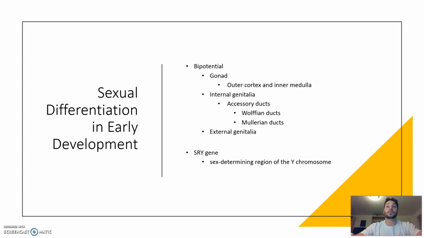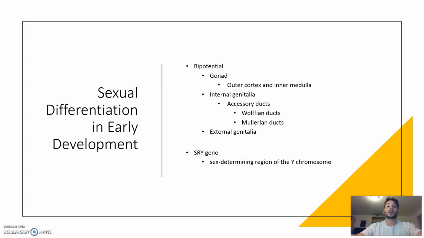The bipotential internal genitalia has two accessory ducts, the Wolffian ducts and the Müllerian ducts. As development proceeds, one of the ducts will degenerate and the other will develop, depending on male or female development. Also, bipotential external genitalia consists of the genital tubercle, urethral folds, urethral groove, and labioscrotal swellings.